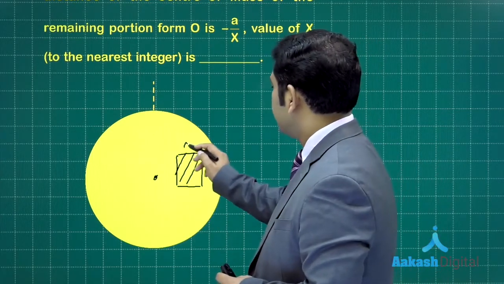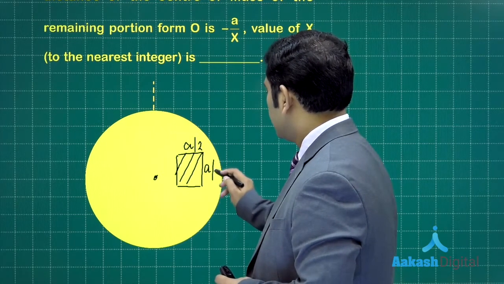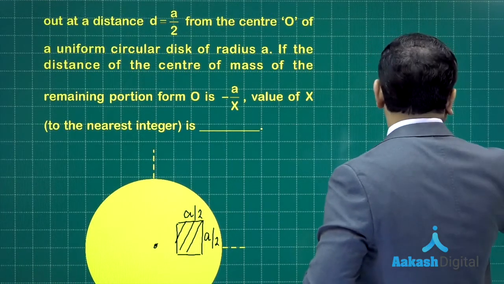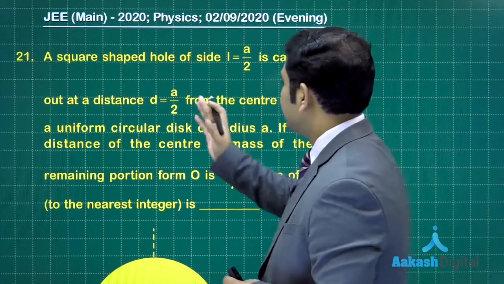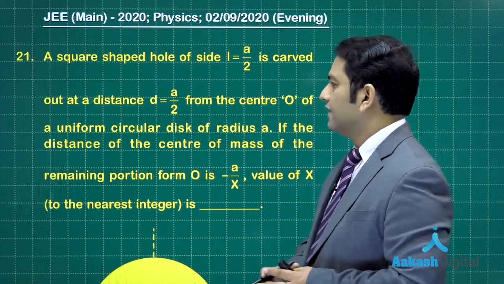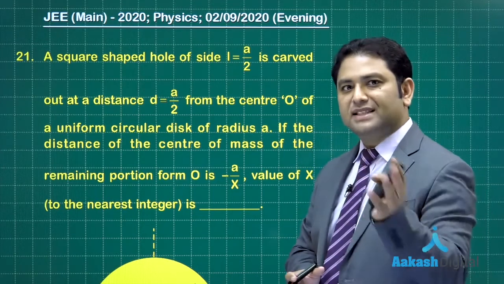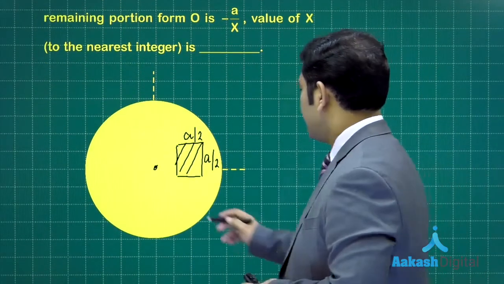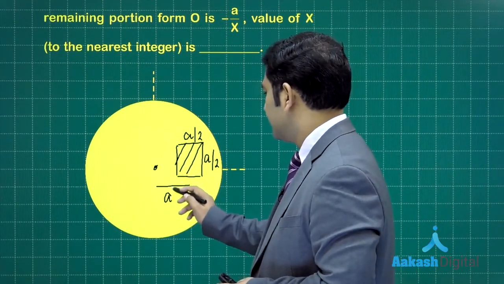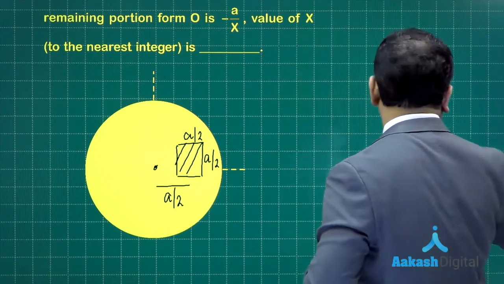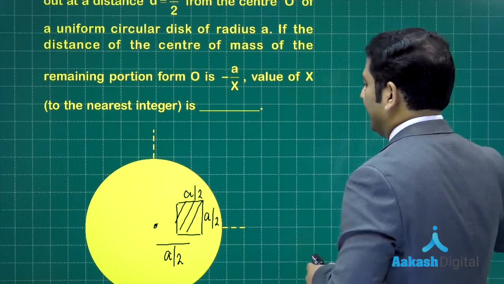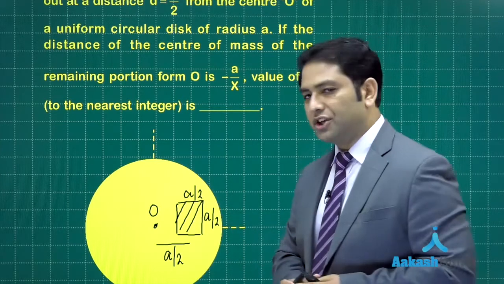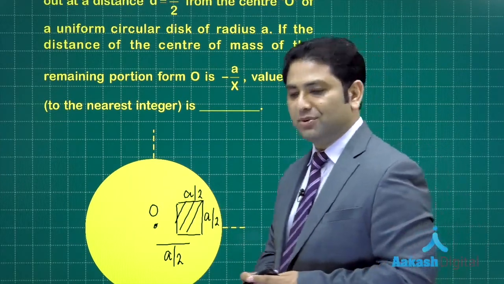Let's see the value. This is a by 2, a by 2, the side of the square which has been removed, all right? And together it also says that the center of the square is at a distance a by 2 from the center of the disc. So it means something like this. Here is the additional part. This distance is a by 2. And we need to compute the center of mass of the remaining portion, and it says it's at a distance minus a by x from the point O, and that value of x has to be computed.